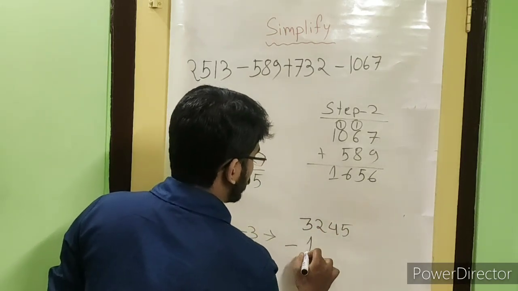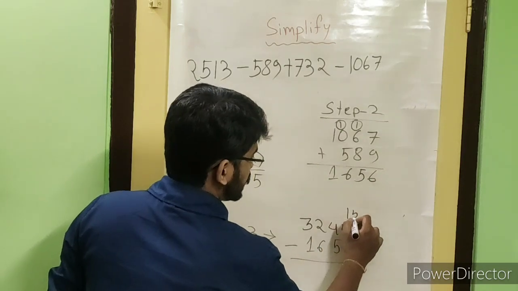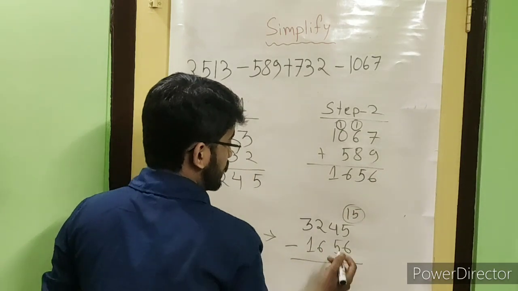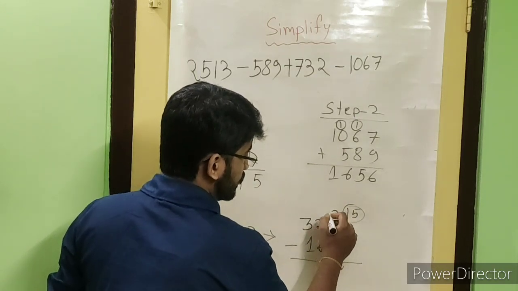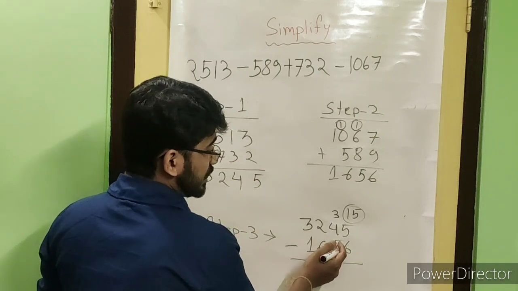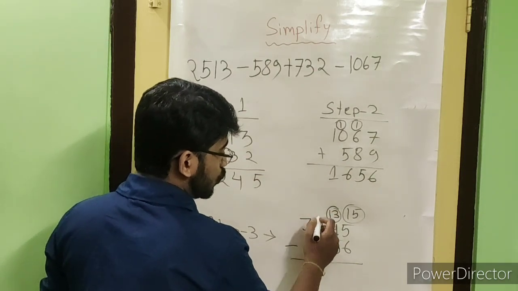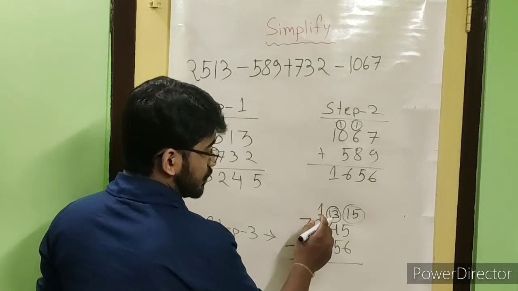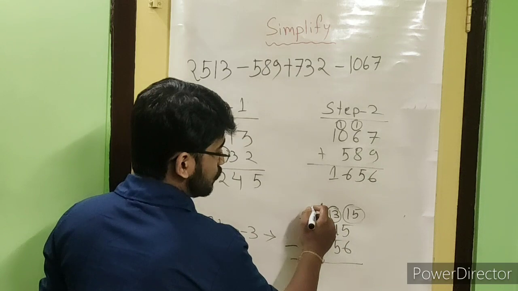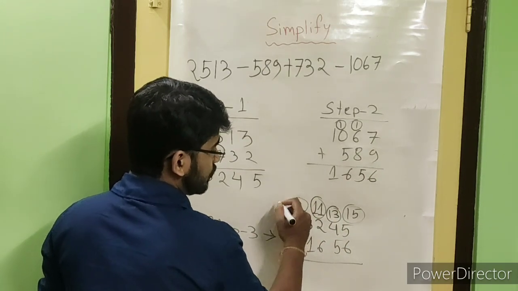3245 minus 1656. So 6 can't be subtracted from 5. So 5 will borrow 1 from 4 and 4 will become 3. Again 5 can't be subtracted from 3. So 3 will borrow a 1 from 2 and 2 will become 1. And 6 can't be subtracted from 1. That's why 1 will borrow another 1 from 3 and 3 will become 2.